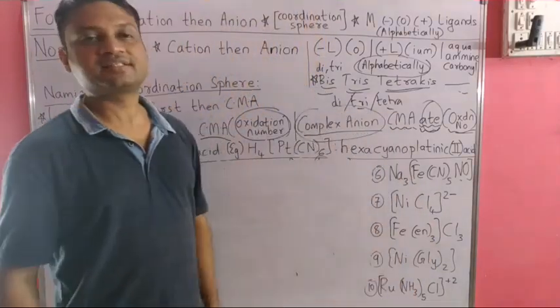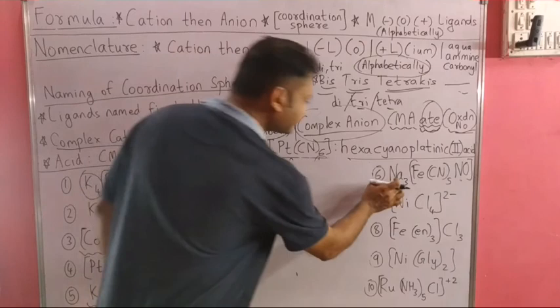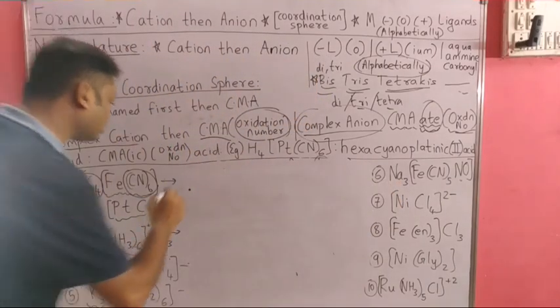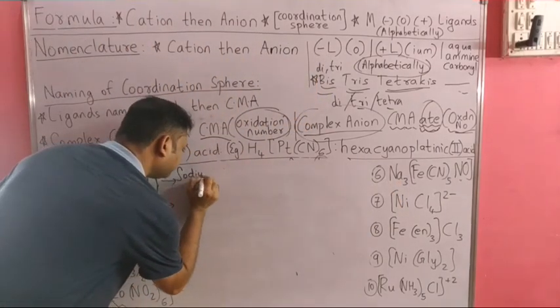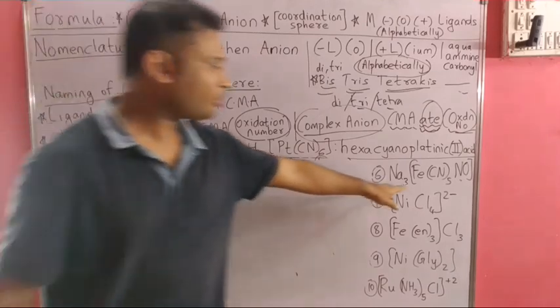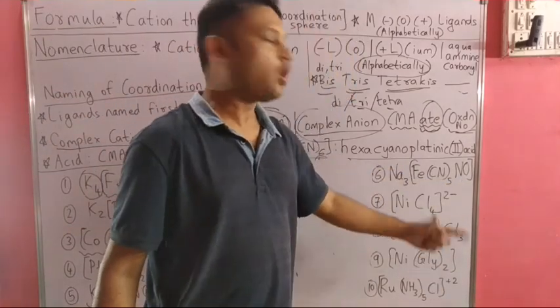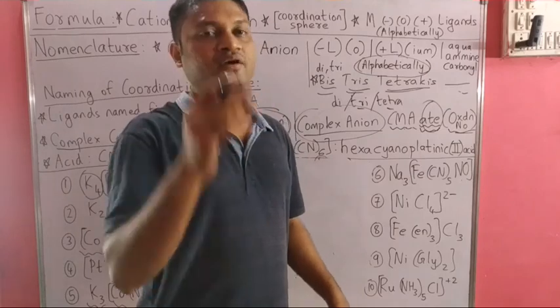Let us now name the sixth example. In this case we have the cation, which is sodium. So let us first write sodium. Then we have a complex anion. So for the complex anion, how will we name it?